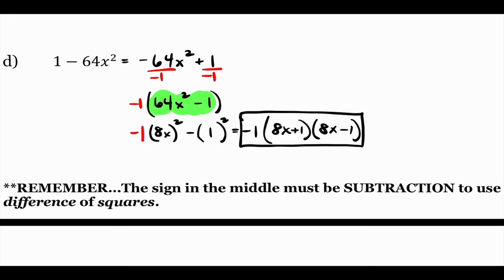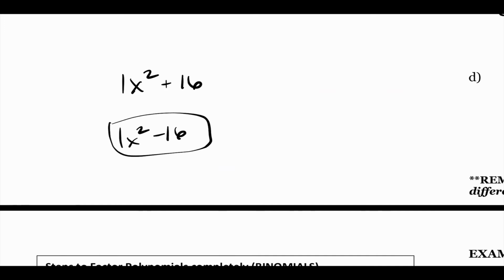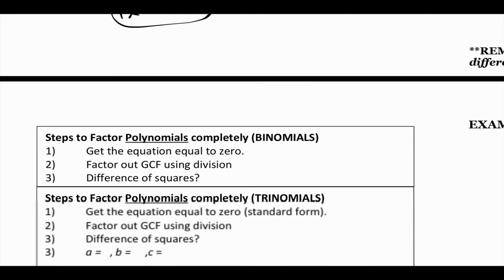So remember, difference of squares has to be subtraction in the middle. There has to be subtraction in the middle for us to use difference of squares. If it's a plus, because you'll see something like this, x squared plus 16. You're like, yeah, 1's on my list, 16's on my list. But it's not difference of squares because it's not a difference, it's a plus. So you've got to be careful with those. This guy, I can't do difference of squares.